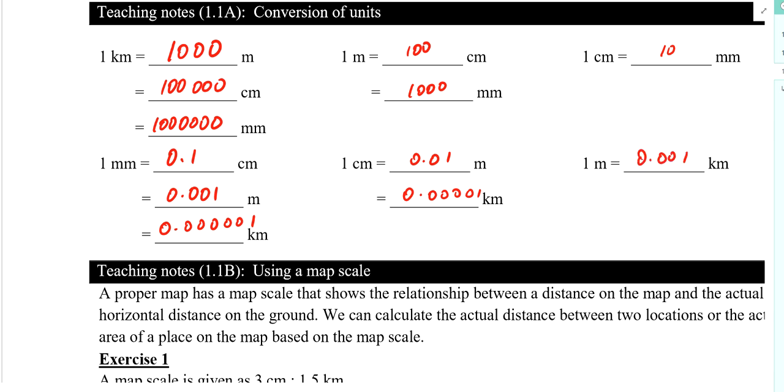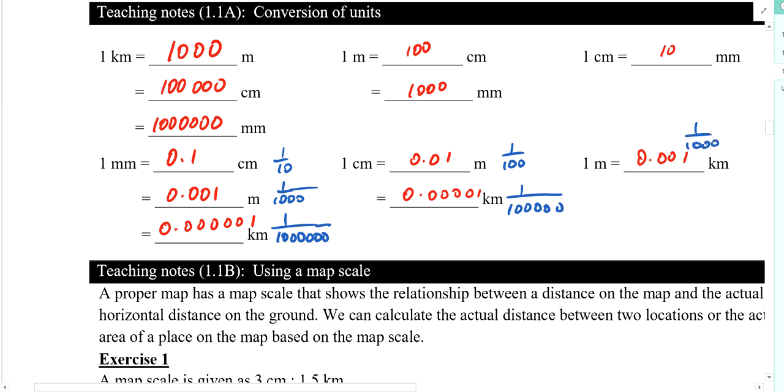And use fractions for your answers. So this will be 1 over 10, 1 over 1,000, 1 over 3, 1, 2, 3. Here we've got 1 over 100, 1 over 1, 2, 3, 4, 5. This will be 1 over 1,000. Okay?